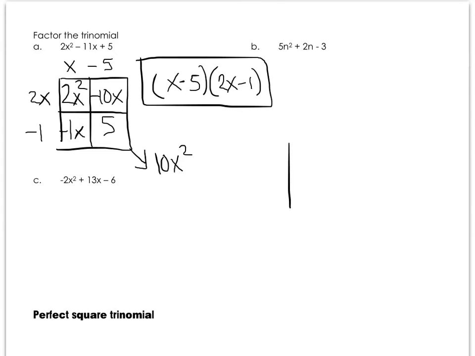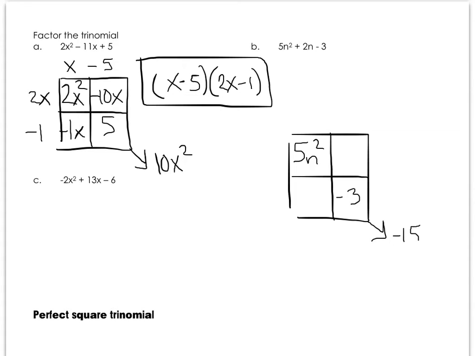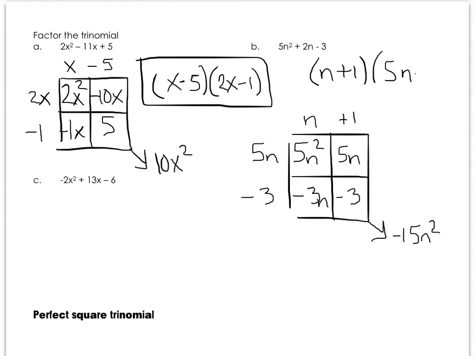Okay, same thing over here. So 5n squared and negative 3 make negative 15n squared. Two multiples of negative 15 that add up to 2 would be positive 5, negative 3. GCF is 5n, 5n times n, 5n times 1, n times negative 3. Factors are n plus 1, 5n minus 3.